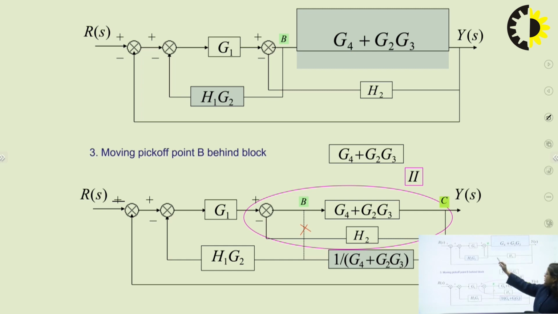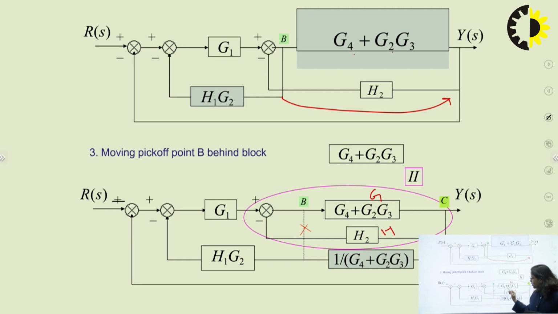Now again we take this takeoff point after the block. When we take the takeoff point after the block, it is divided by forward path transfer function, that is 1 upon G4 plus G2, G3. And once we take it after the block, then it becomes a feedback path. So once we take this takeoff point after the block, it becomes a feedback with gain G as G4 plus G2 G3 and H as H2. So it becomes G upon 1 plus GH. That is G4 plus G2 G3 upon 1 plus G4 plus G2 G3 into H2.